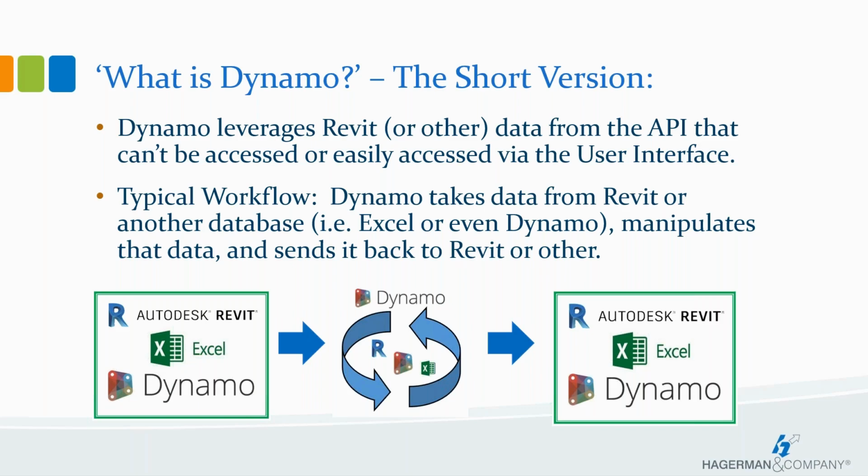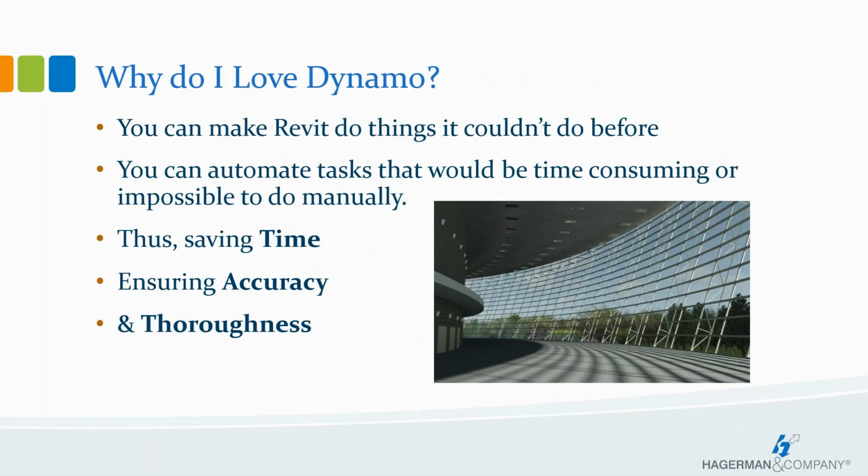In a typical Dynamo workflow, it's going to take information from somewhere, whether it's Revit, Excel, or even Dynamo itself. We're going to manipulate it, run it through the ringer, extract some things, add some things, shuffle some stuff around, and then we're going to push it back out, either into Revit or Excel or Dynamo or some other output. So that's really at a high level what it is.